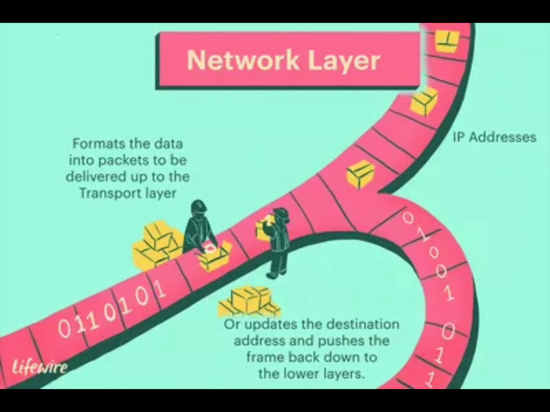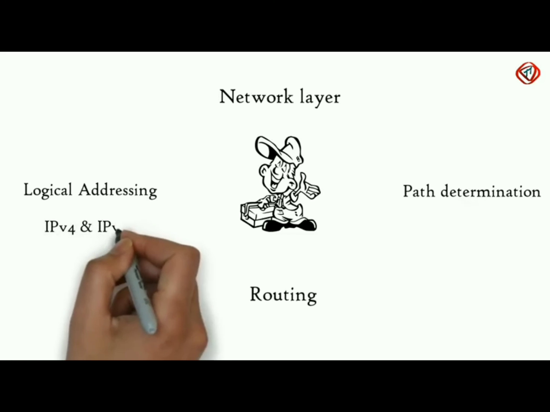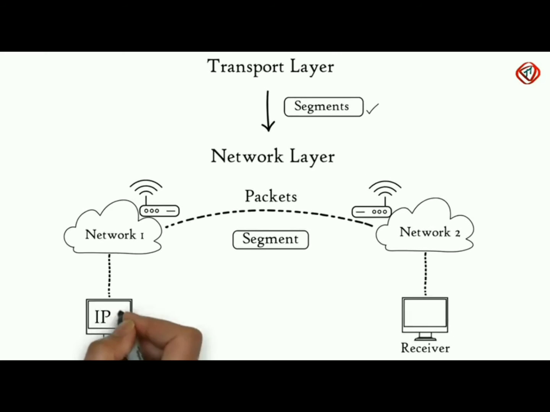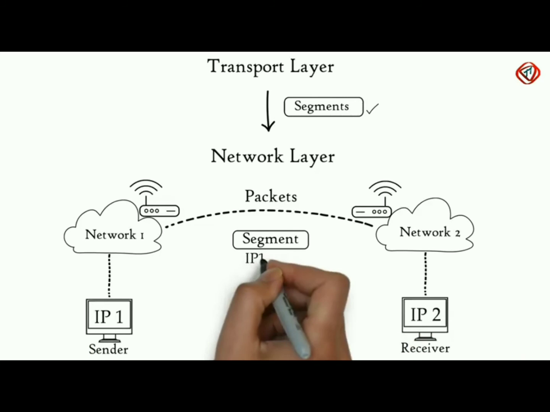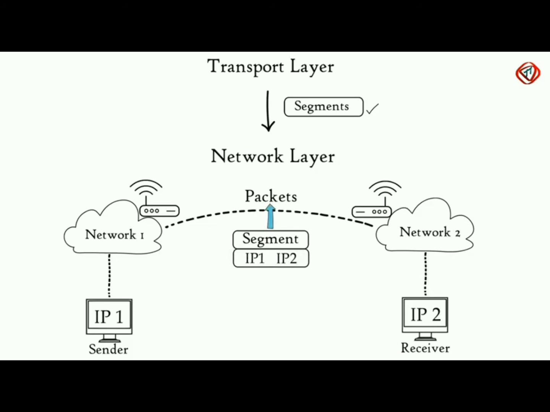Network layer. The main purpose of the network layer is to receive the data segments from the transport layer and transfer them from one computer to another computer on a different network. The main function of the network layer is logical addressing. Every computer on a network has a unique IP address. The network layer assigns the sender and receiver IP addresses to data packets before transmitting them so that the data packet reaches the correct destination.